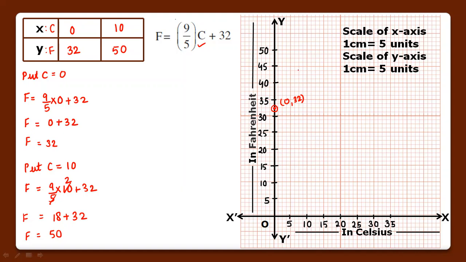Now we'll plot it. 10 is here. 50 is here. So this is the correct point, (10, 50). Now we'll join these two points like this. This line represents the equation F equals 9 upon 5 into C plus 32. So the first part is done. We have plotted a graph.